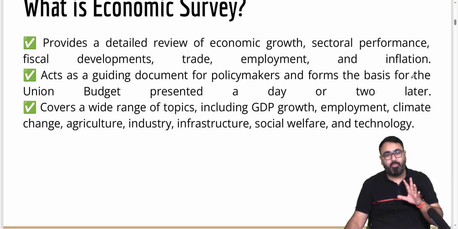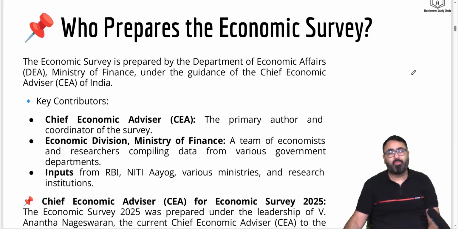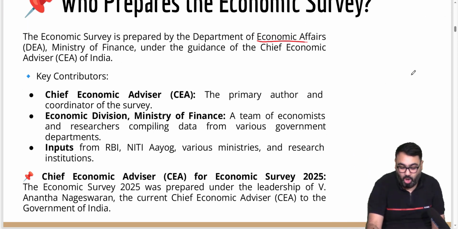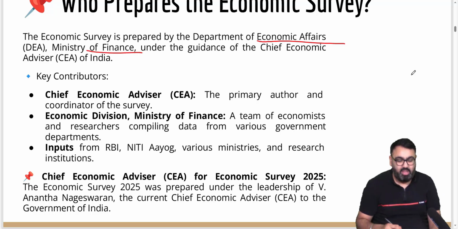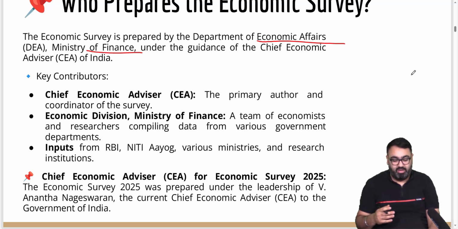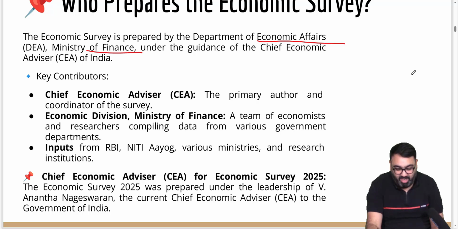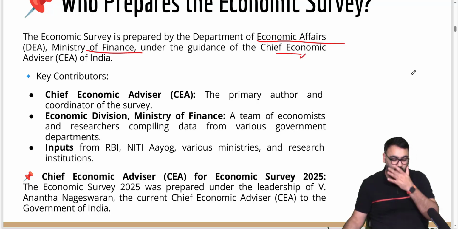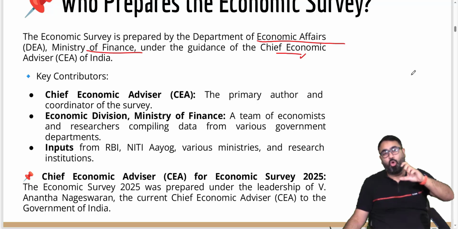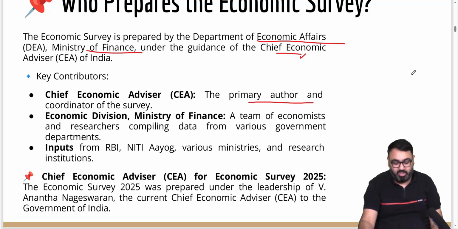Now, let me give you a few important things about this before we dive into chapter number 1. So who prepares the Economic Survey? It is the Department of Economic Affairs under the Ministry of Finance. So the Ministry of Finance has multiple departments working under it. One of them is called the Department of Economic Affairs. This is the same department, by the way, that prepares the annual budget also. So they prepare the Economic Survey under the guidance of the Chief Economic Advisor to the Government of India. It is the Chief Economic Advisor's note that is on the first page of the Economic Survey. So he is the primary author, coordinator.